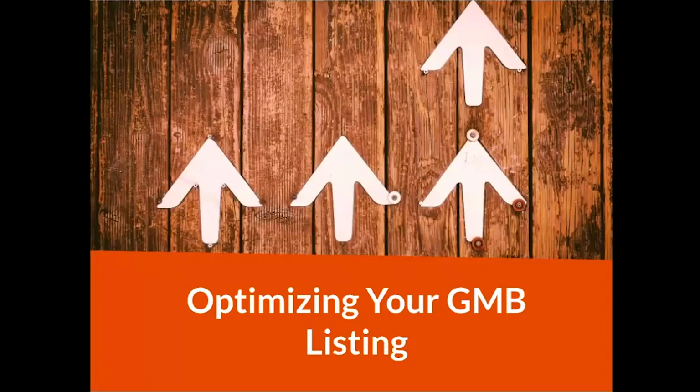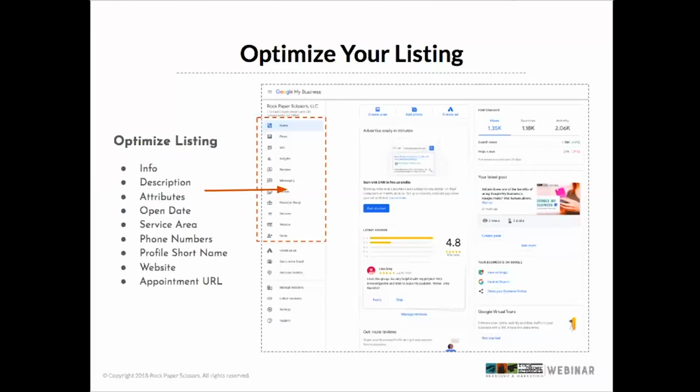All right, so now that you've got your listing, next step is optimizing it. So this is where we're getting into updating your information and making sure everything's correct. To get started with optimizing, this is where you're putting in business information, a little description, your service area, your phone numbers, all that information that you see listed on the screen.